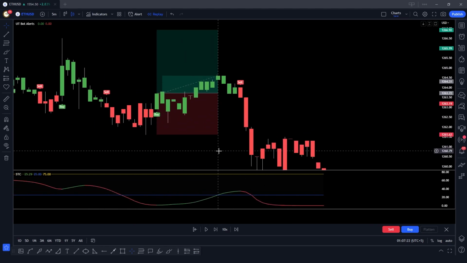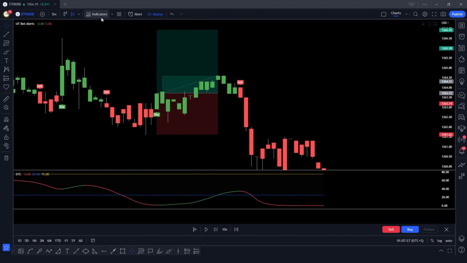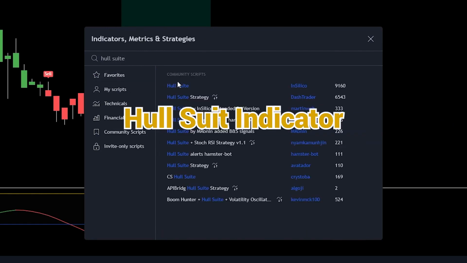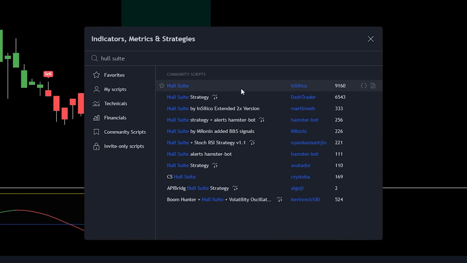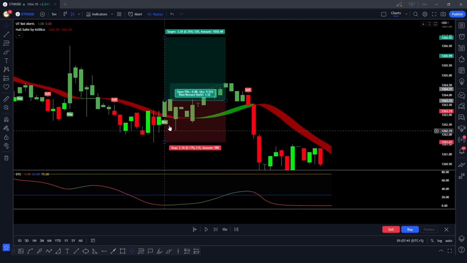Now in order to avoid these false signals, what you need to do is add a baseline to your chart, and one very good baseline is the Hull Suite indicator. So you need to go to the indicators tab, search for Hull Suite, and add this indicator to your chart. Now once this baseline is added, let me share how you can optimize and avoid the false signals.